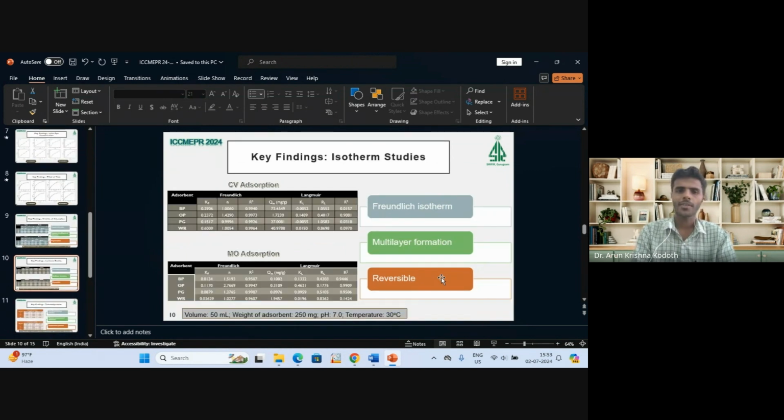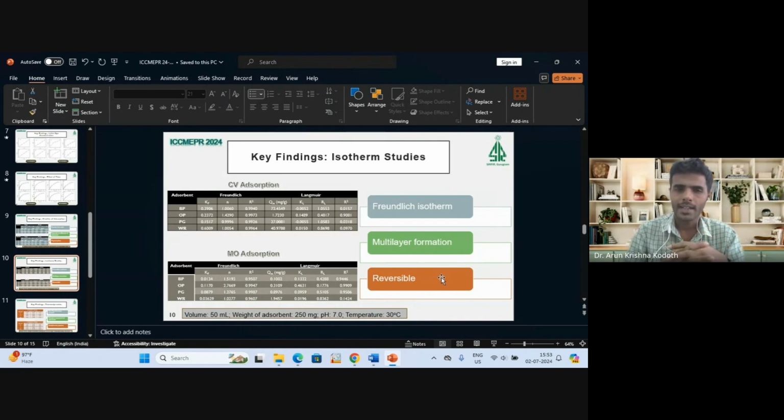Again, in order to confirm the occurrence of the physisorption process, we have gone for isotherm models, which we applied: Freundlich's adsorption isotherm model as well as Langmuir adsorption isotherm model. Based on the regression coefficient, the degree of linearity and the extent of adsorption, we found that the Freundlich model is the best fit for the adsorption of crystal violet as well as methyl orange from the aqueous media.